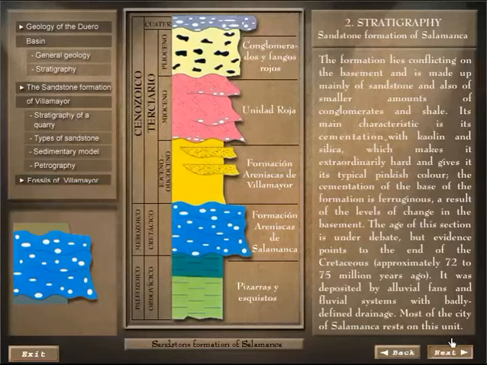The cementation of the base of the formation is ferruginous, a result of the levels of change in the basement. The age of this section is under debate, but evidence points to the end of the Cretaceous, approximately 72 to 75 million years ago. It was deposited by alluvial fans and fluvial systems with badly defined drainage. Most of the city of Salamanca rests on this unit.